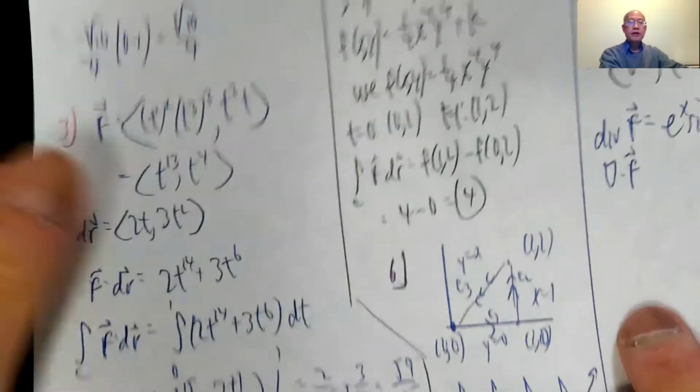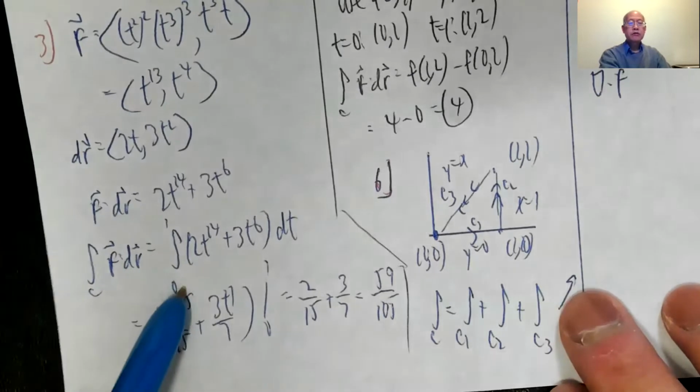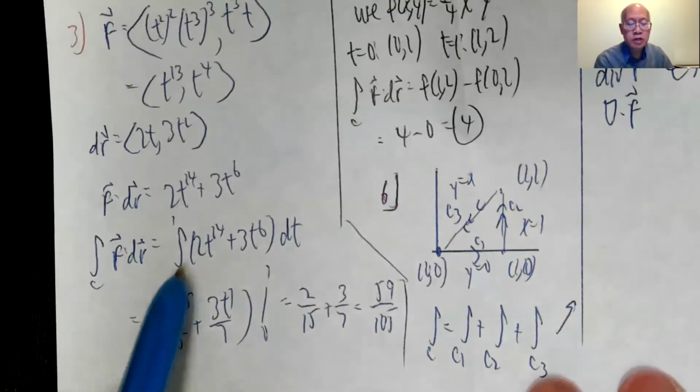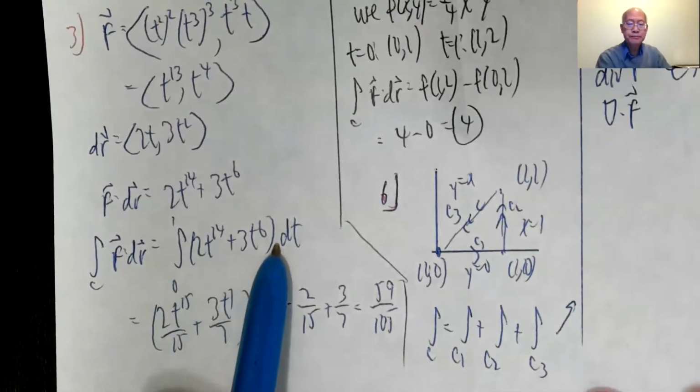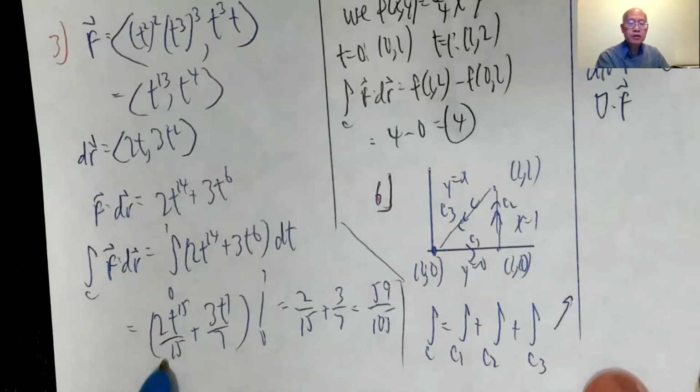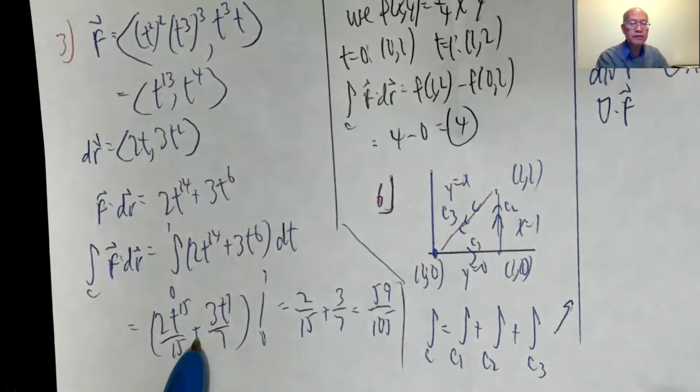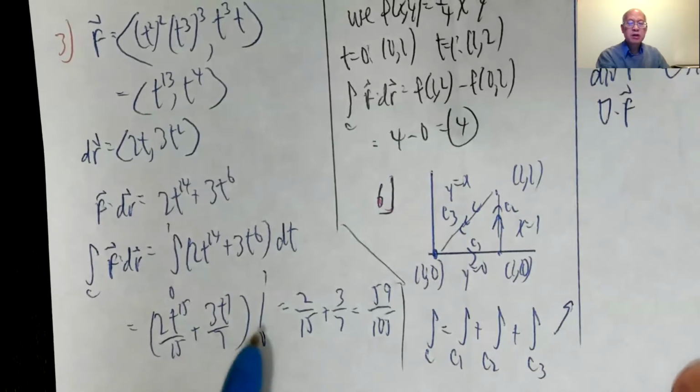So the integral of f dot dr along the curve is the integral from 0 to 1 of 2t to the 14th plus 3t to the 6th dt. That's 2t to the 15th over 15 plus 3t to the 7th over 7. Plug in 0, you get 0. Plug in 1, you have 2 fifteenths plus 3 sevenths, 59 over 105.